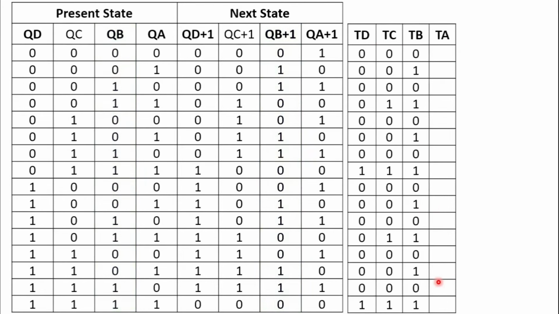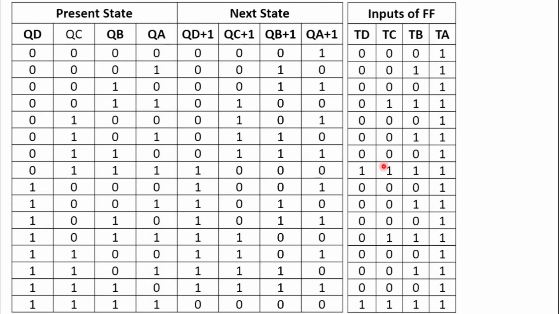And the last step is to calculate the values of TA. For TA, we need the help of QA as a present state and QA plus 1 as a next state, and they are also calculated in the same fashion. So we are done with calculating the values of TD, TC, TB, TA, and they are shown here.